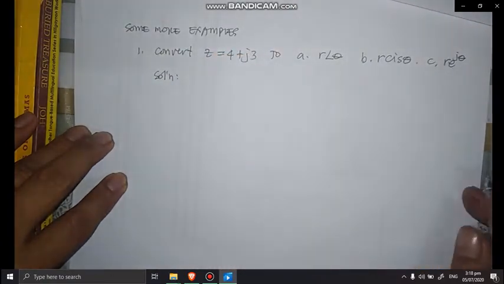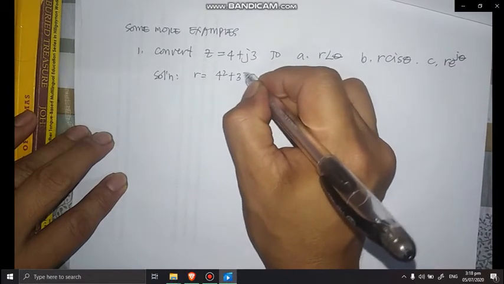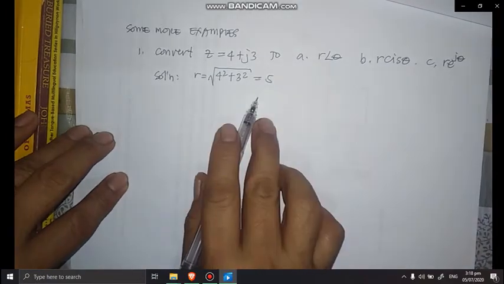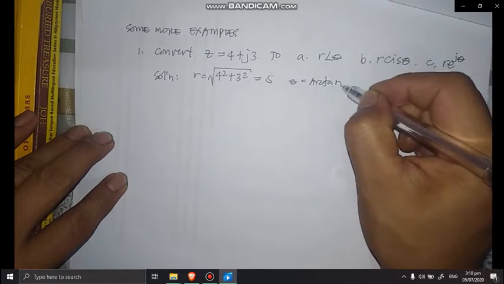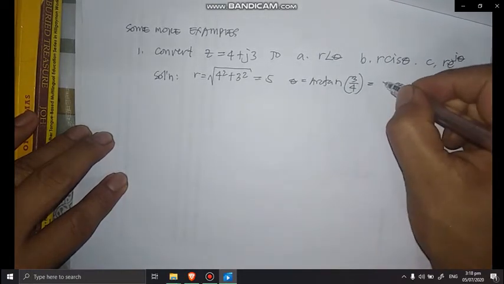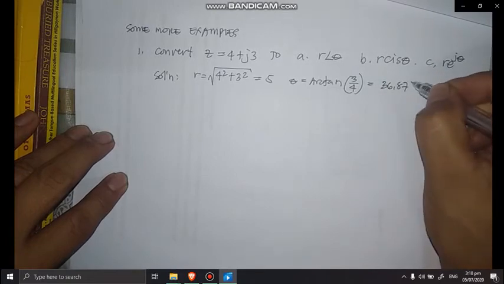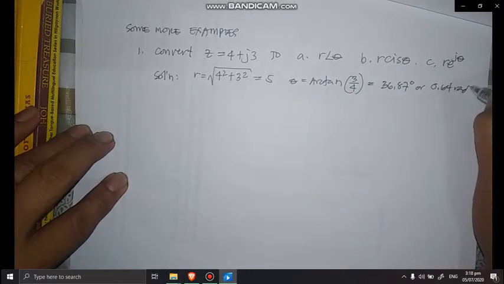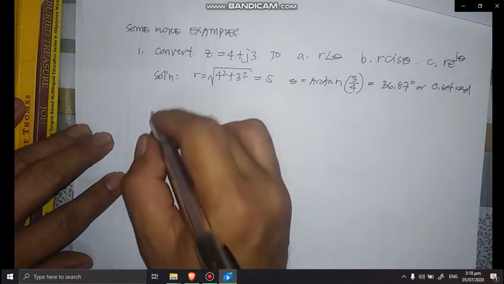So your solution is very simple. First, solve for r, that is the magnitude of your complex number. That is the square root of 4 squared plus 3 squared, which becomes 5. And for the angle theta, you can have the arctangent of 3 over 4. Make sure now your calculator is in degree mode. That will be 36.87 degrees, or if you are going to convert that to radian, that is 0.64 radian. We need radian to represent the exponential form.